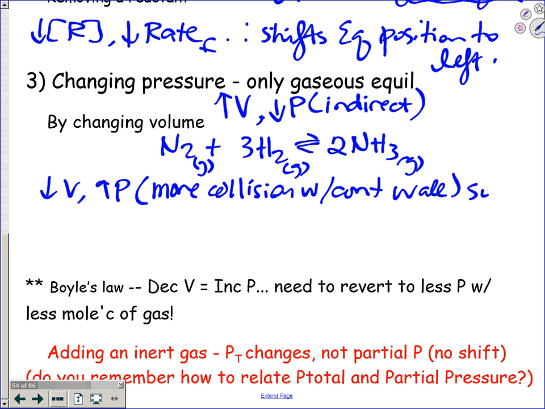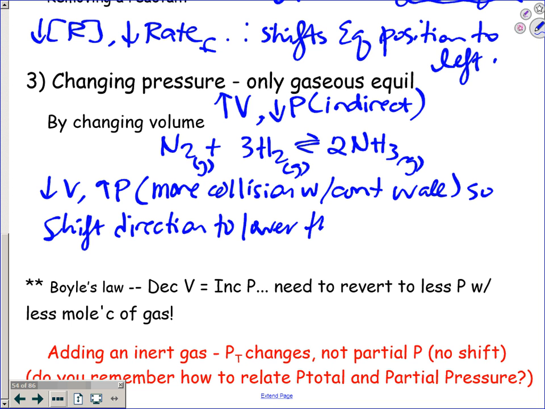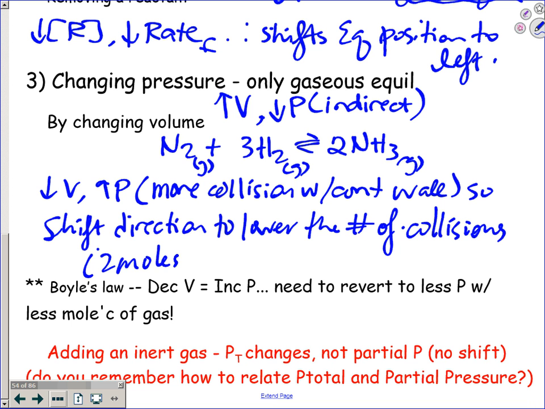So shift in the direction to lower the number of collisions, which in this case is 2 moles versus 4 moles. And remember, they have to be gases, you can't have solid moles bouncing around, that would not cause a shift right.